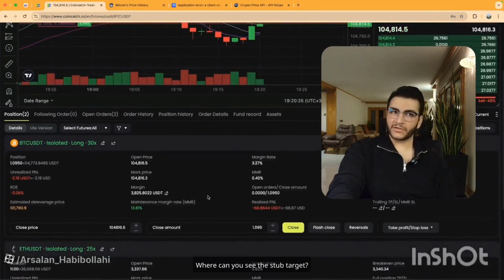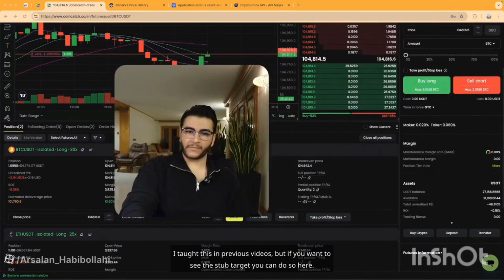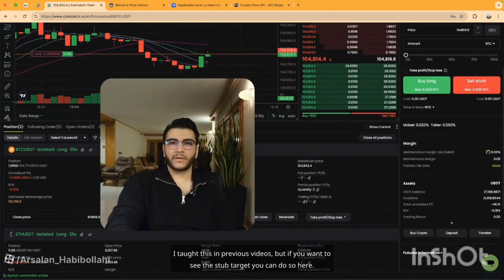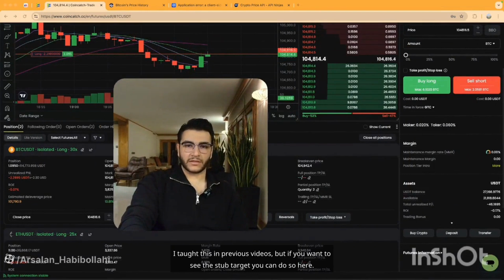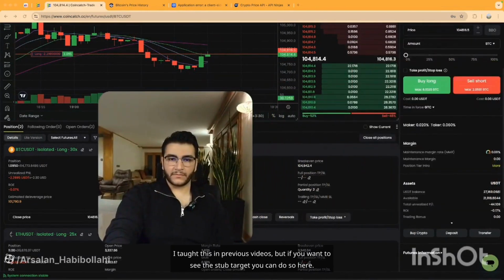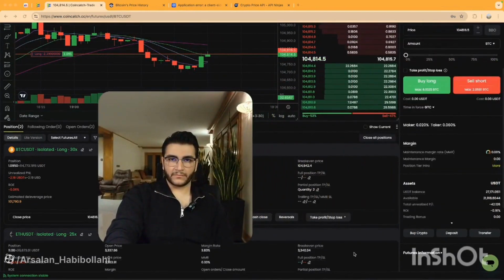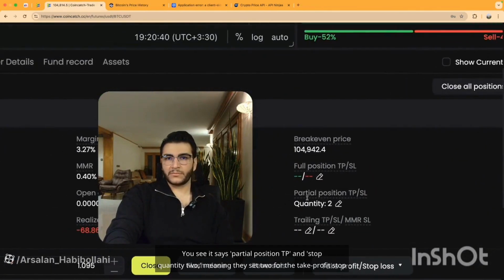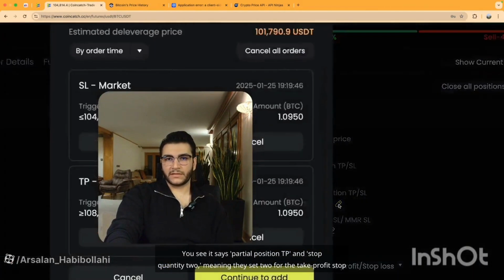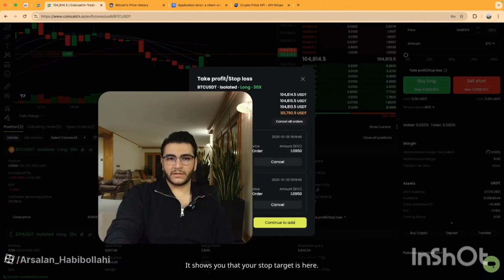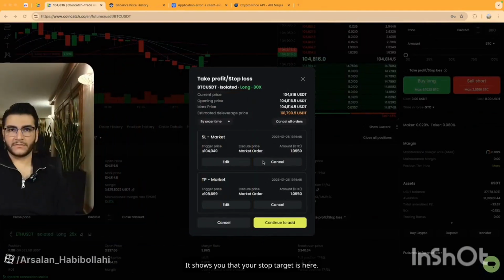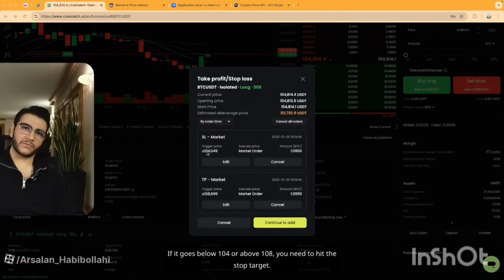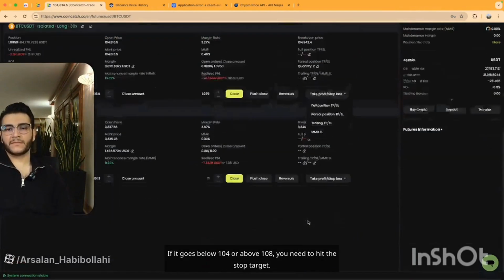Where can you see the stop target? I taught this in previous videos, but if you want to see the stop target, you can do so here. You see it says partial position TP and stop quantity 2, meaning they set 2 for the take profit stop. If it goes below 104 or above 108, you need to hit the stop target.